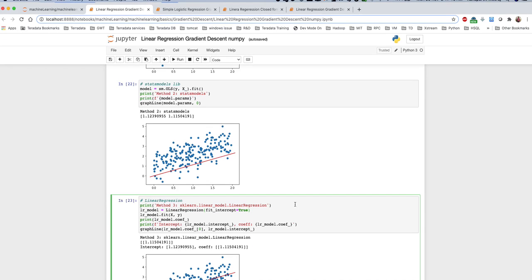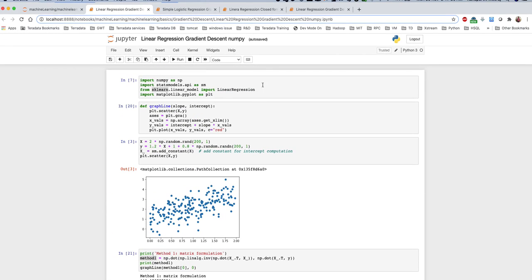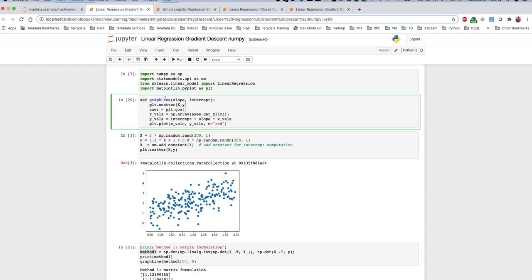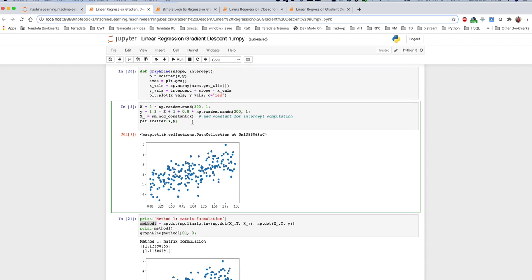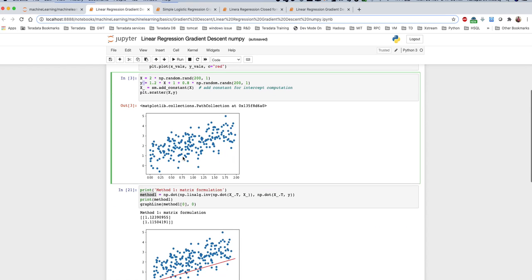Now if you look into this example, I have imported certain libraries. I'm having a method, and in this method I'm plotting a graph. Here I'm picking up some random values for x and random values for y, and then plotting the graph. Now you can see here we have an x-y value, a two-dimensional graph.